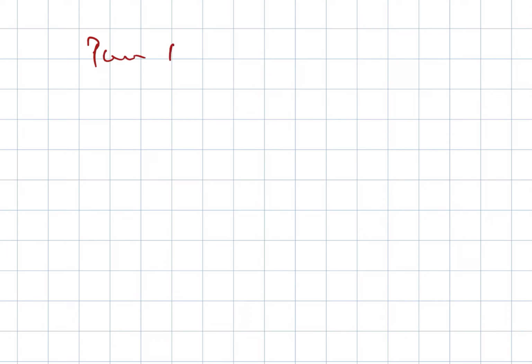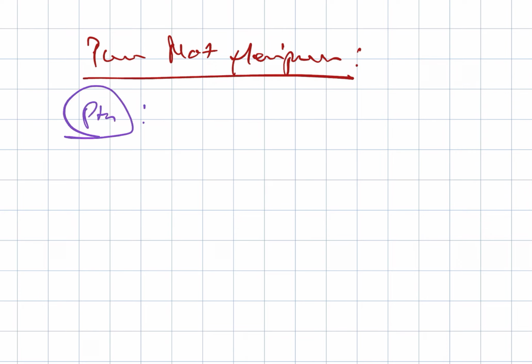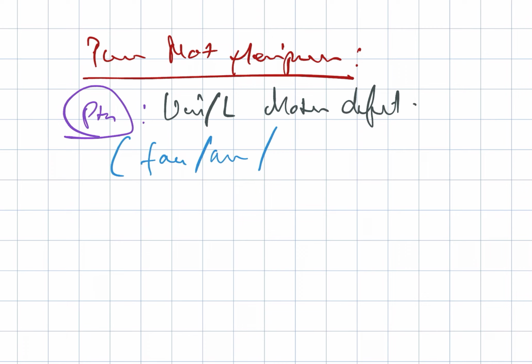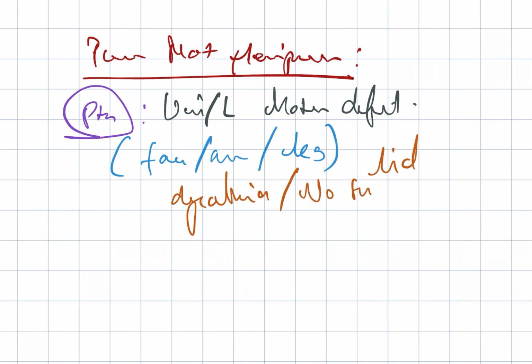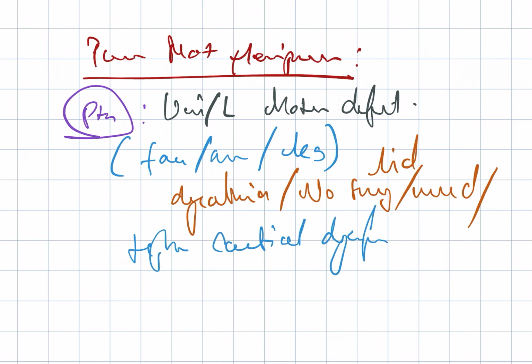Now the presentation of the pure motor hemiparesis. In case of presentation, there is unilateral motor deficit where the face, arm, and to an extent the leg as well, and there is mild dysarthria, and there is no sensory, visual, or higher cortical dysfunction.